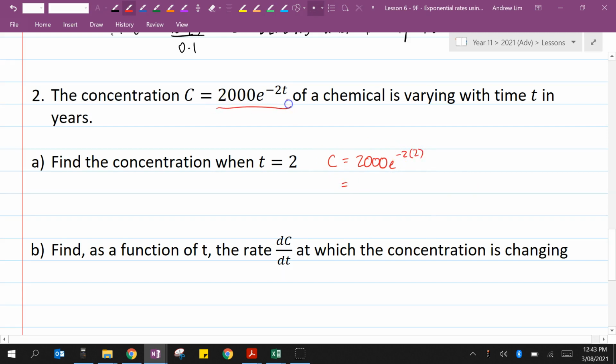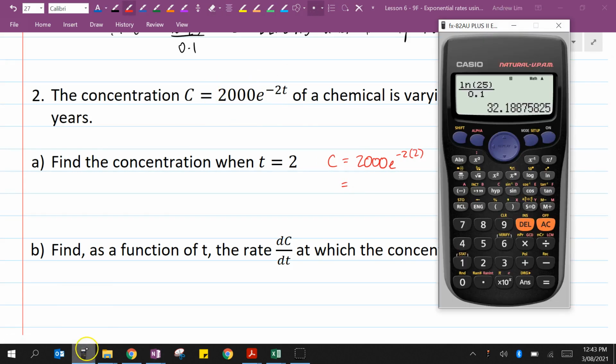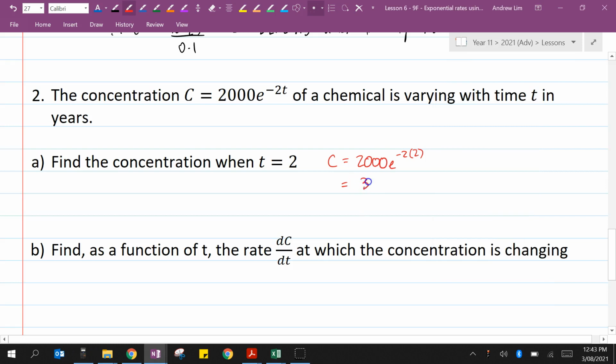Okay, just sub it into the formula. And what do we get? 2000 e to the power of negative 2 times 2. 36.63. I'll just do it to one decimal place. 36.6.